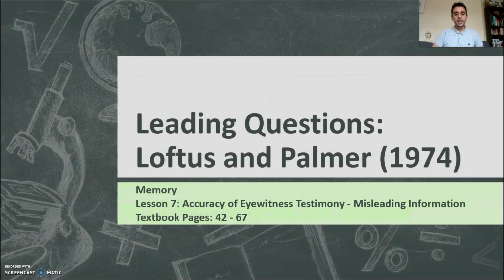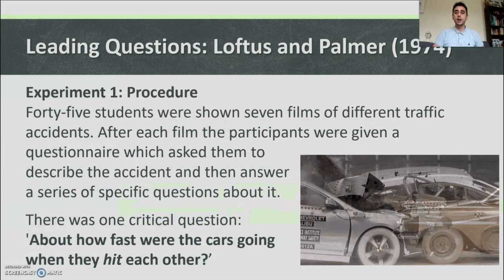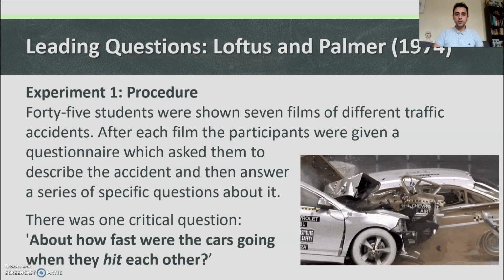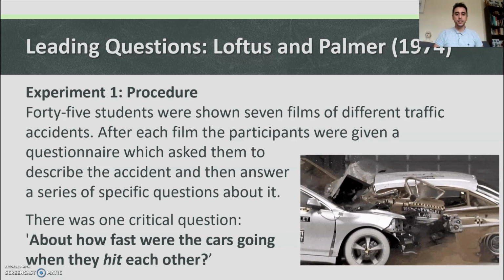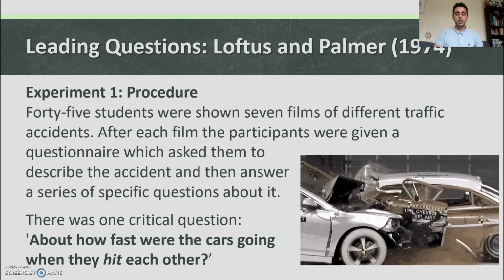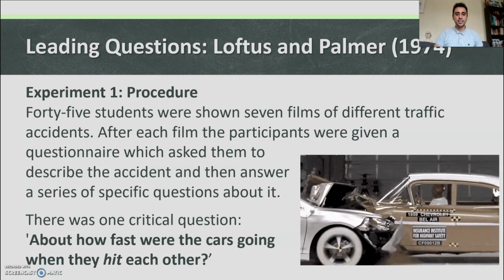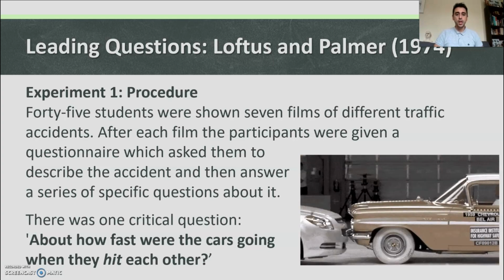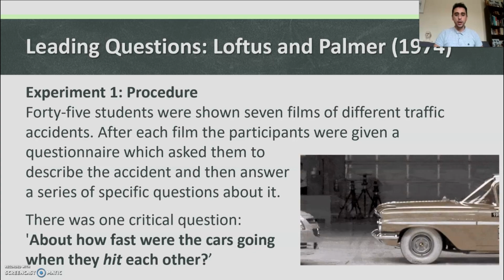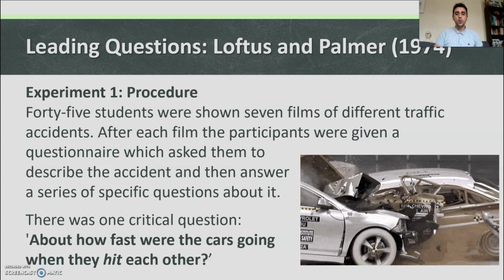Let's start with leading questions with a key piece of research by Loftus and Palmer, 1974. Experiment 1, procedure. 45 students were shown 7 films of different traffic accidents. After each film, the participants were given a questionnaire which asked them to describe the accident and then answer a series of specific questions about it. There was one critical question: how fast were the cars going when they hit each other?